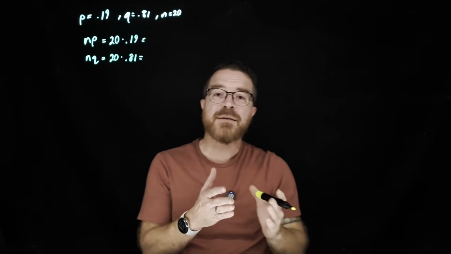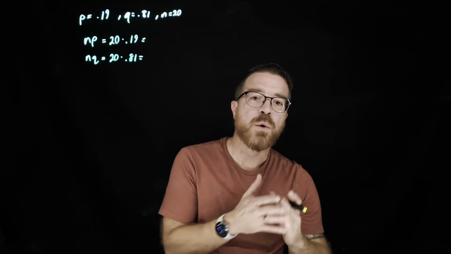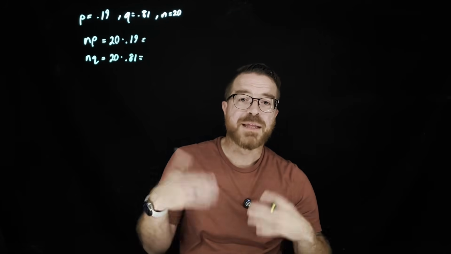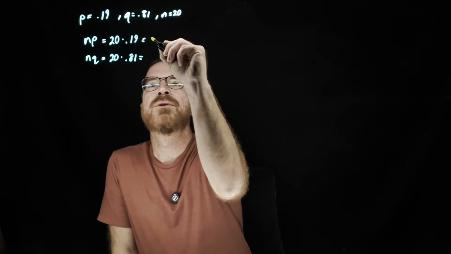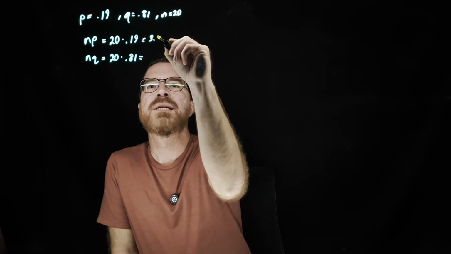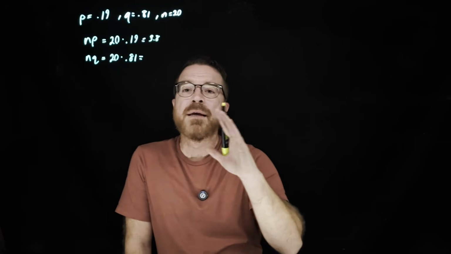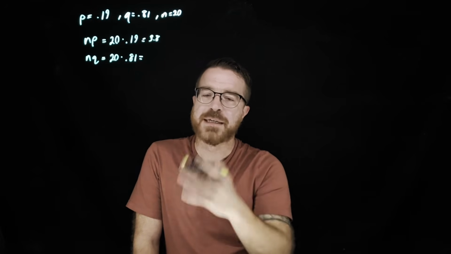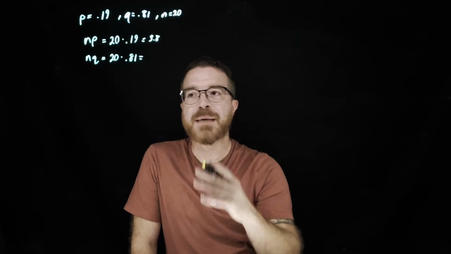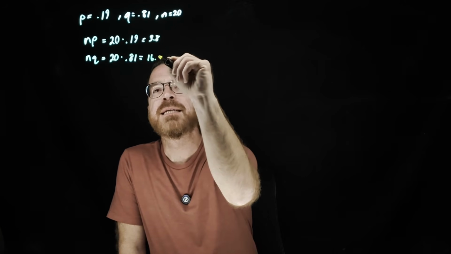So 0.19, if I were to multiply this by 10, would give me 1.9. And then if I were to multiply that by 2, because I have 20, not 10, this would give me 3.8. Next one, we have 20 times 0.81. So again, 10 times 0.81 gives me 8.1, times 2 gives me 16.2.